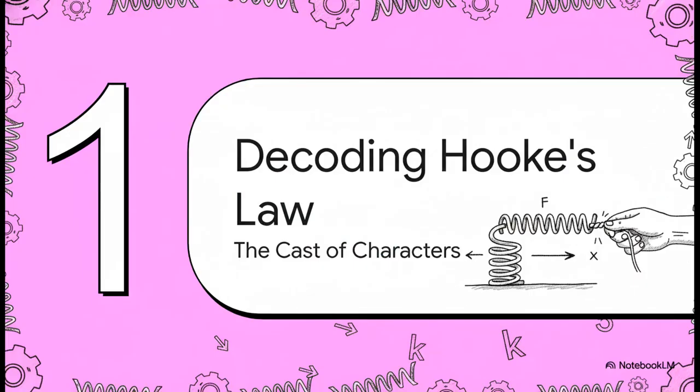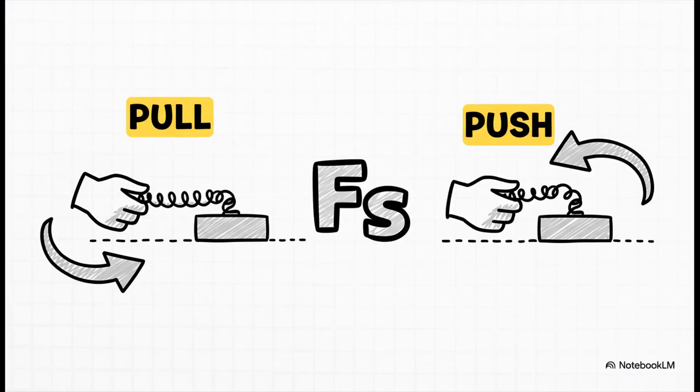So let's decode this thing. We're going to look at each character in the equation one by one, and we'll start with Fs. All right, Fs, this one's pretty straightforward. It's simply the force that the spring itself exerts. It's that push or that pull you feel when you compress it or stretch it out, and like any other force in physics, we measure this in newtons.